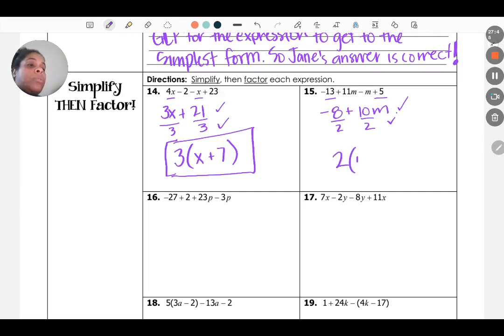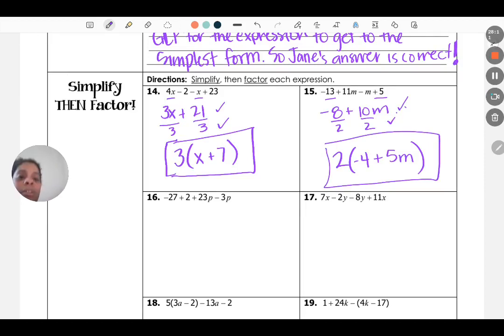8 divided by 2 is 4. Oh, it's negative. Sorry. Uh-oh. Oh, I'm not going fast enough to make the 30 minutes. Okay. Negative 4. And then I'm going to keep the sign plus. And 10 divided by 2 is 5. And the m stays. Perfect. This is my final answer. So I simplified by combining like terms, and then I factored.